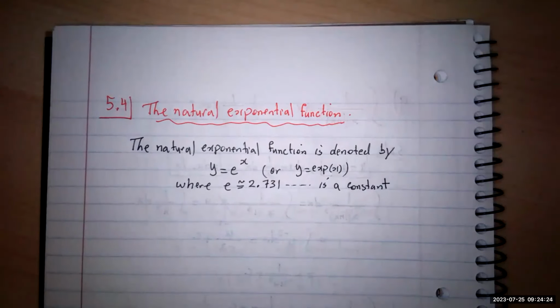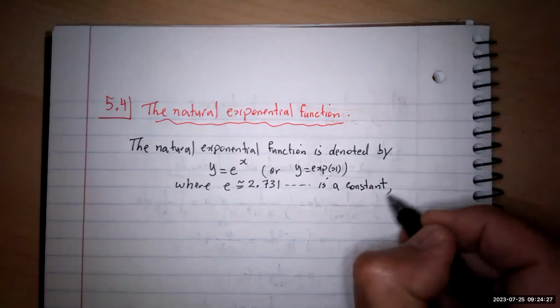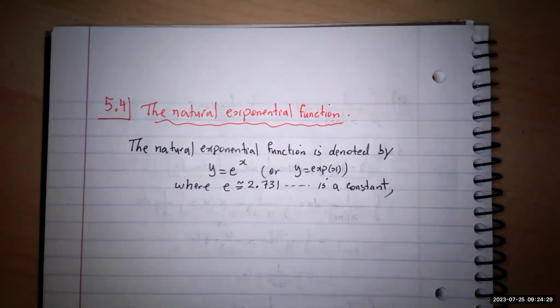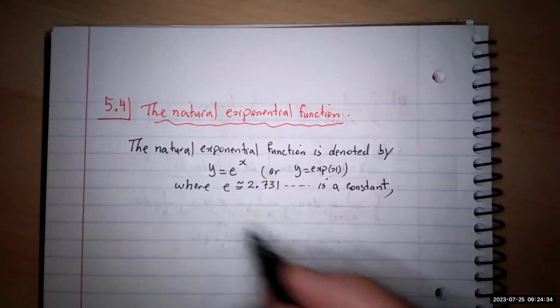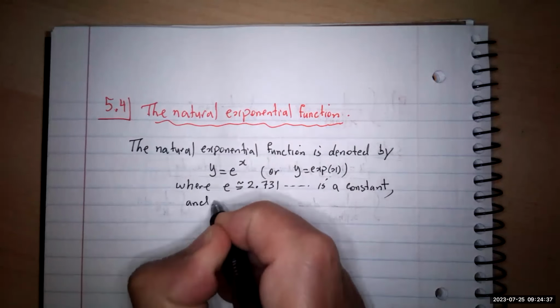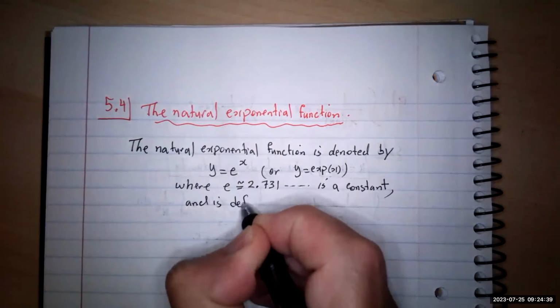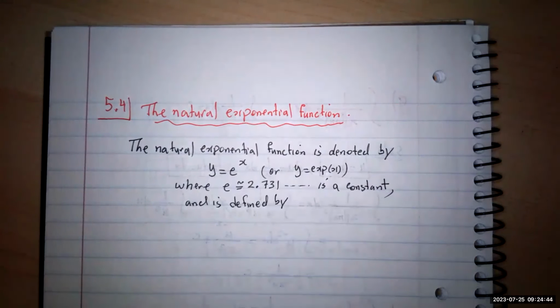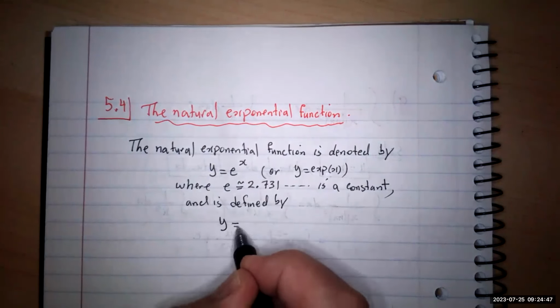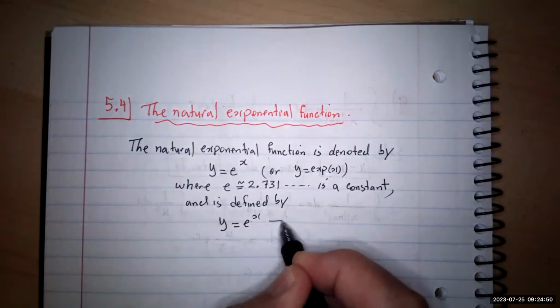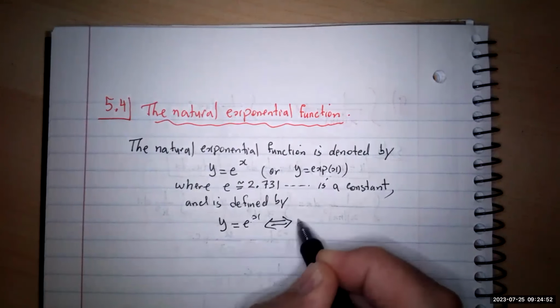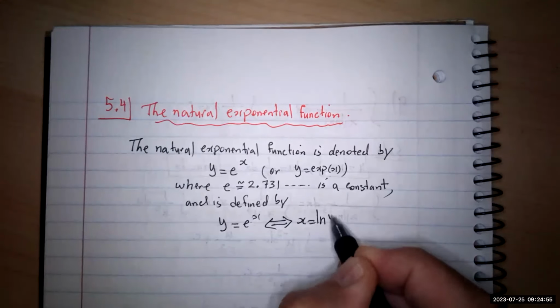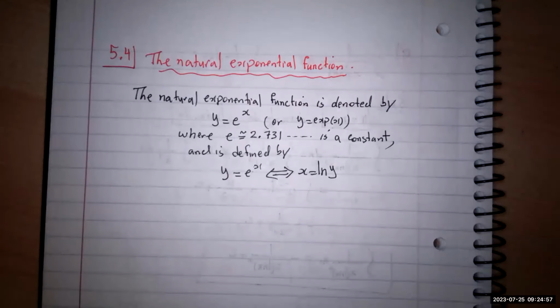Okay, so the natural exponential function is y equal to e to the x, where e is just the Euler constant, and it's defined as the inverse of a natural log. By definition, y is equal to e to the x. If you solve for x, for example, that gives you x equal to the ln of y. It's the quickest way to define a relationship between these two functions.